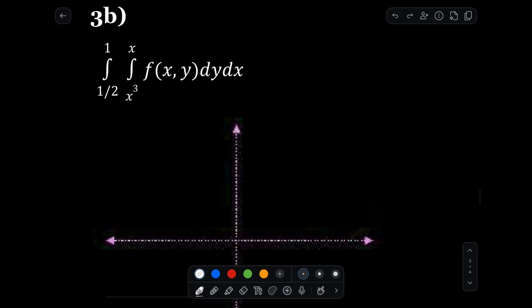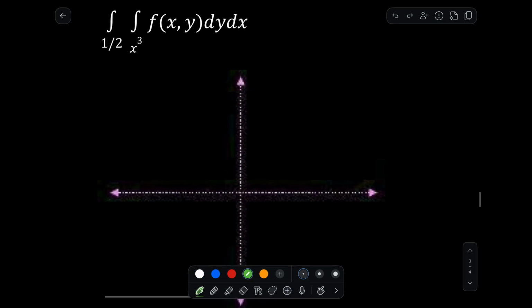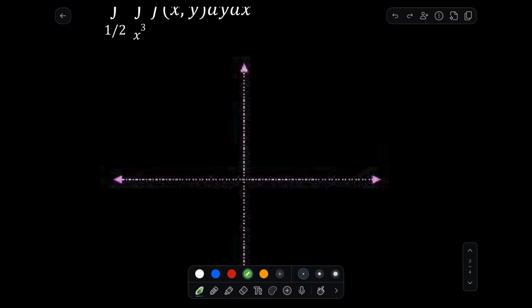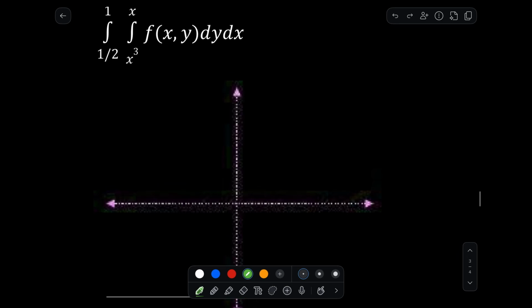For example 3B, if you want to try this on your own, feel free to pause the video, and let's get right into it. All right, so we have our green function. We're just going to label it as y equals x. And I'm only going to use the first quadrant because, again, our x and y values are only going to be positive on this interval. Because if we even check, x cubed, 1/2 cubed is 1/8, and then 1 cubed is just 1, right?